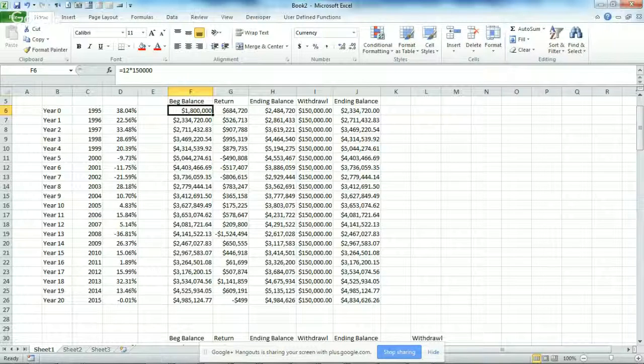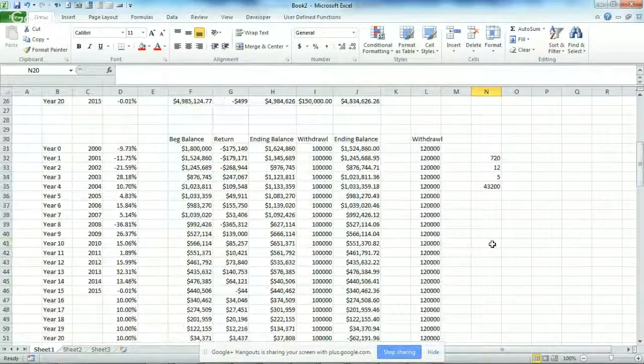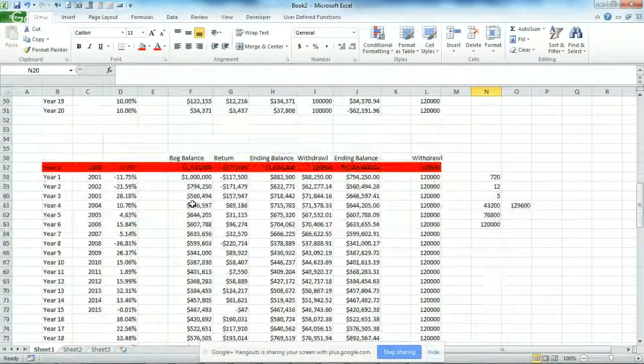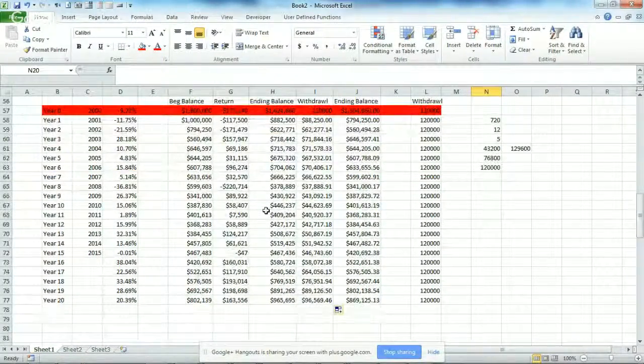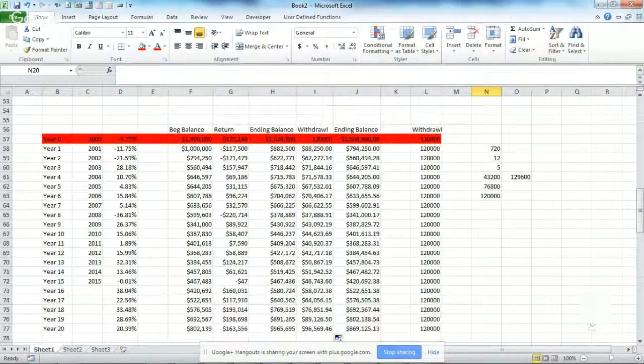In the next one, I'll start breaking this down further into fixed income and equity positions to see what the return looks like, and how long the money is going to last. So that's all for now, and I will see you next time.